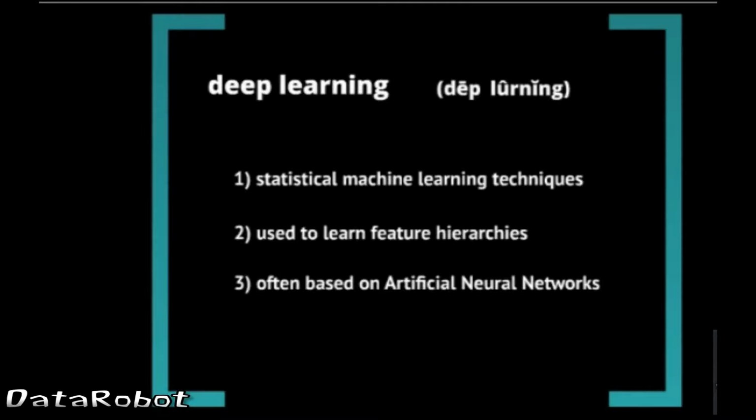Before we get too far, let's start with a baseline, which will be our definition of deep learning for the evening. It is a bunch of statistical machine learning techniques used most often to learn hierarchies of features to describe the data, and very often based on artificial neural networks. So, if you didn't know, now you know.